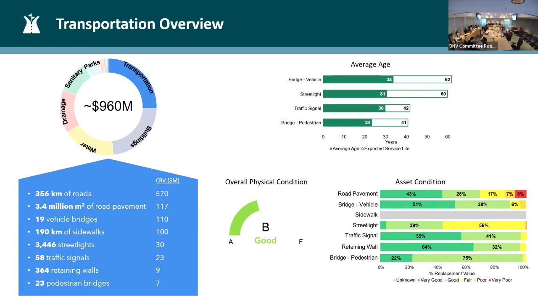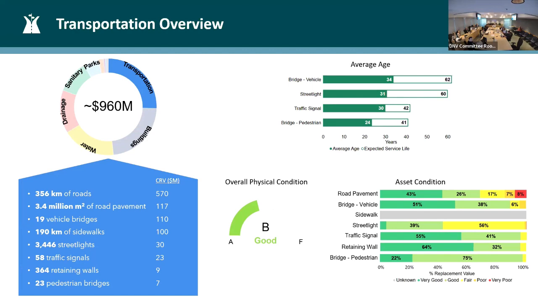You know, for things like we have about 350 kilometres of roads, we have about 190 kilometres of sidewalks, and that's close to $700 million in asset value. We have 19 bridges, which is over $100 million in value, and then we have over 3,000 street lights and almost 60 traffic signals. This is to give you a flavour of what's within that particular asset category.